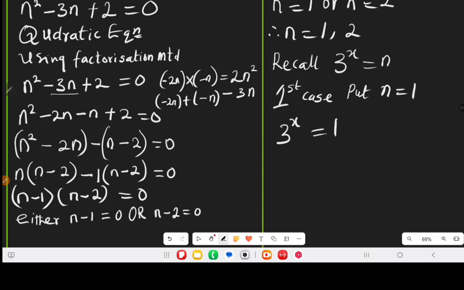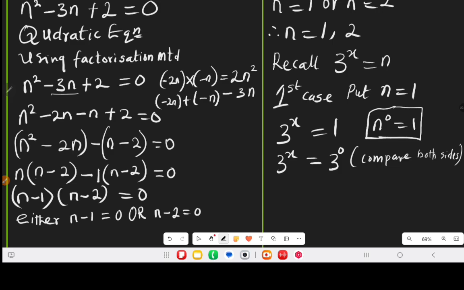In the law of indices, whenever we have a number raised to the power of 0, it is equal to 1. So we have to express the right hand side to have the same base as 3. So we have 3 raised to the power of x equal to 3 raised to the power of 0. If we compare both sides, base will cancel base, left with x equal to 0. This is one of the solutions.